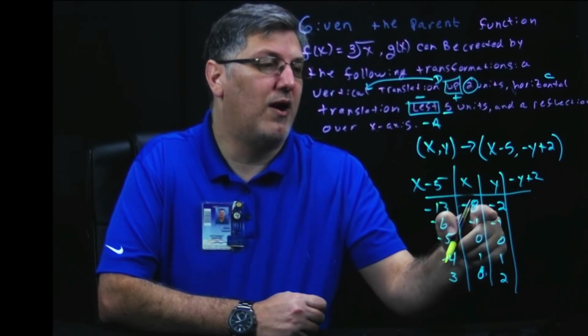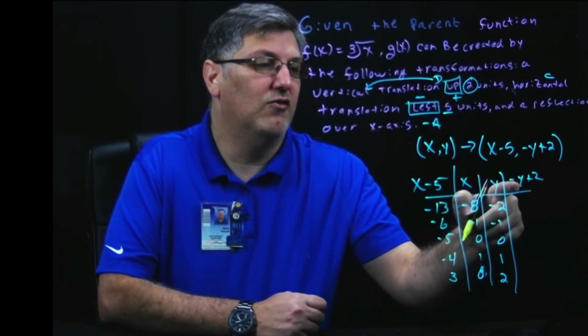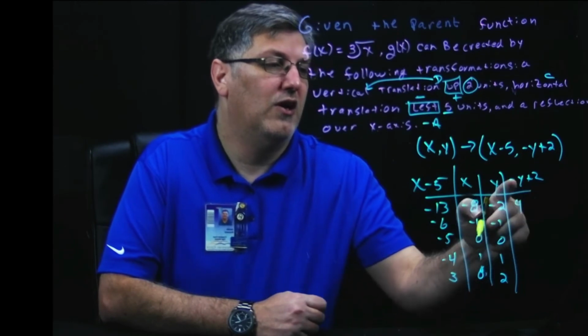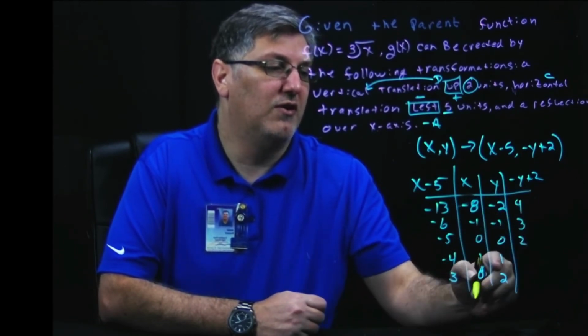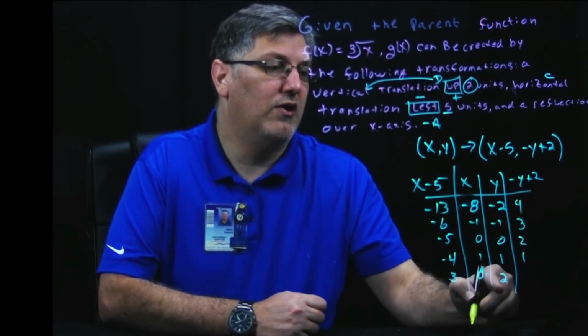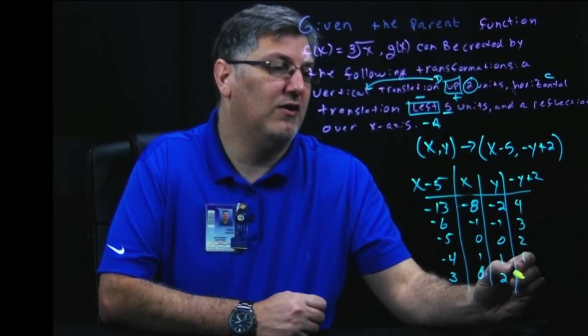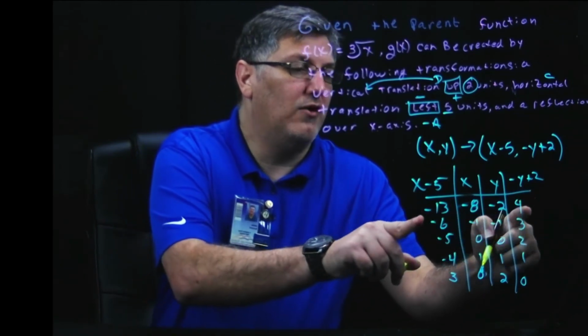Here, I want to take my y value and plug it in. So a negative negative 2 is a 2, plus 2 makes 4. A negative negative 1 makes a 1, plus 2 gives me 3. This gives me 2. This gives me 1. And then this gives me 0. So these are my new points.